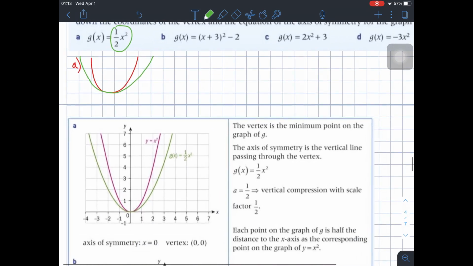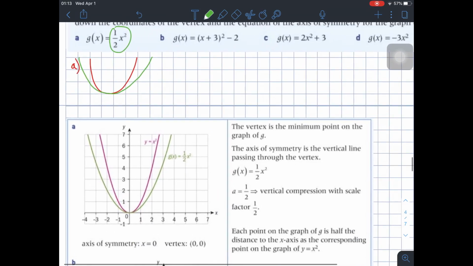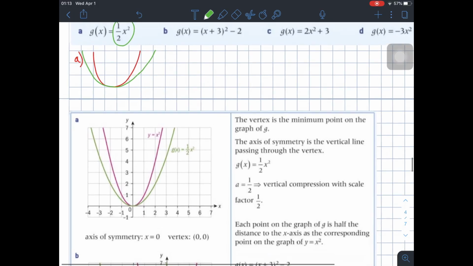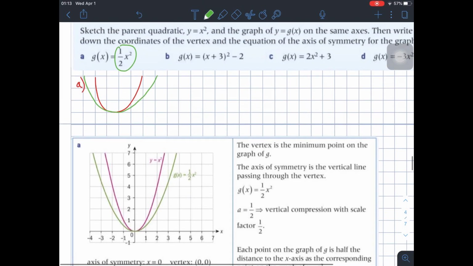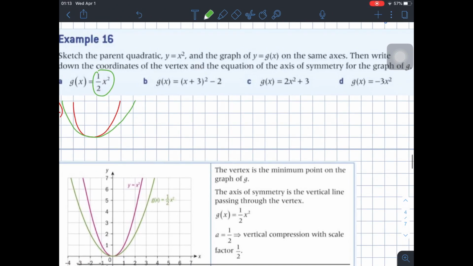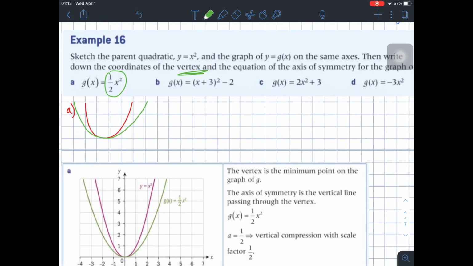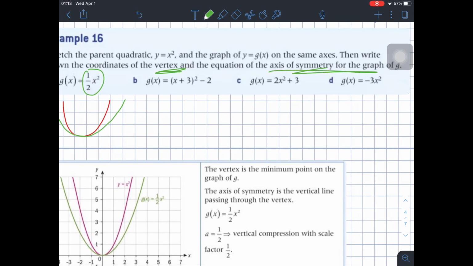It says the vertex is the minimum point of the graph of g. The axis of symmetry is a vertical line passing through the vertex. A is 1/2. That means that that's a vertical compression with scale factor of 1/2. So we forgot to do that. Write down the coordinates of the vertex and the equation of the axis of symmetry, okay?